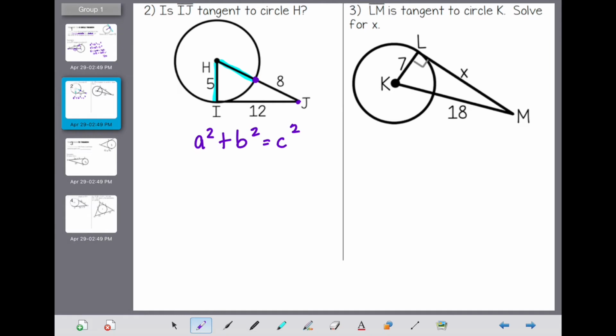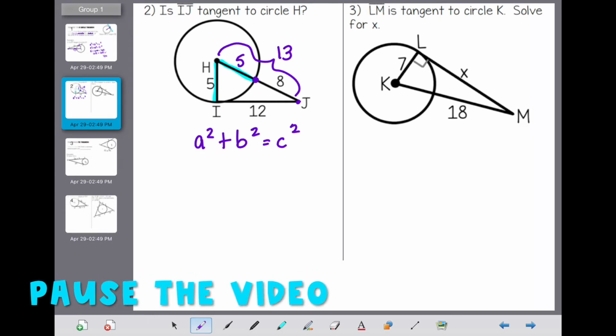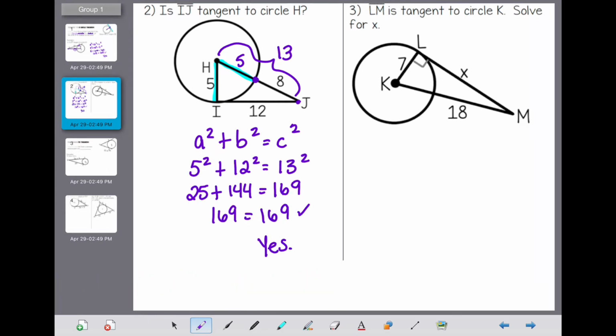So the part that's missing right here is 5, and we have to combine these to get the full length of the hypotenuse. Let's pause the video now and determine, is that a right triangle? So yes, everything works out. We do have a right triangle here, so we do know that IJ is tangent to circle H. Remember, if you have your Pythagorean triples memorized, like 5, 12, 13, you could actually skip the step of using the Pythagorean theorem, and you would be able to just say yes.